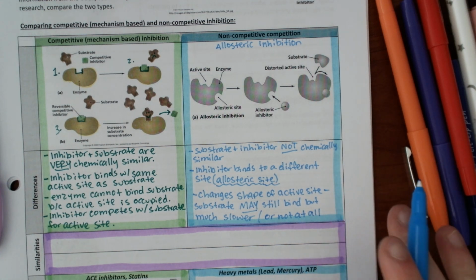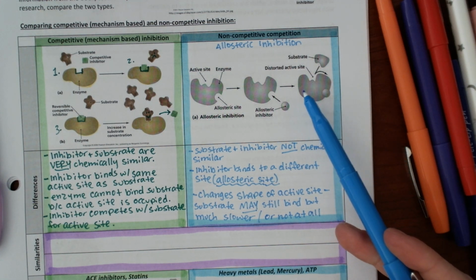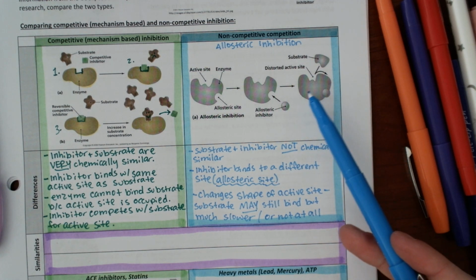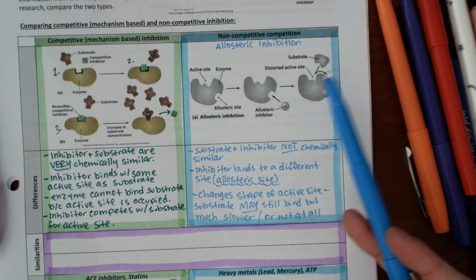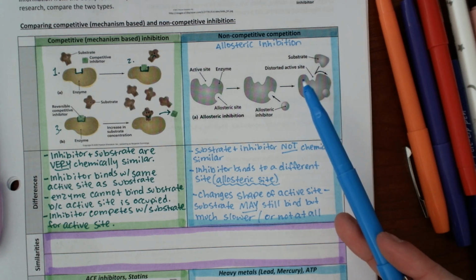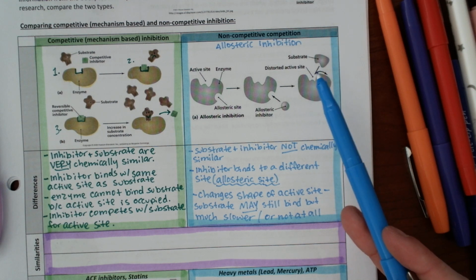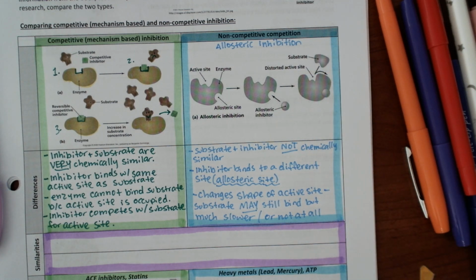Depending on how changed it is, sometimes the substrate can bind and the reaction will happen, but it's much slower. Or your substrate will sometimes bind, because remember, it has to have that perfect lineup. And so having this even a little bit distorted is going to make it harder for that perfect collision to happen in the first place. If not stopping it altogether, it'll at least make it significantly slower.